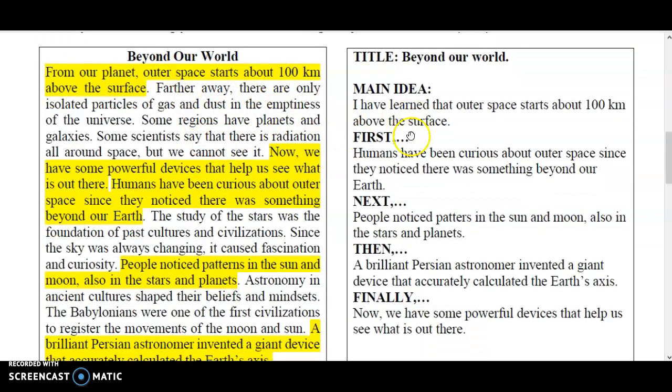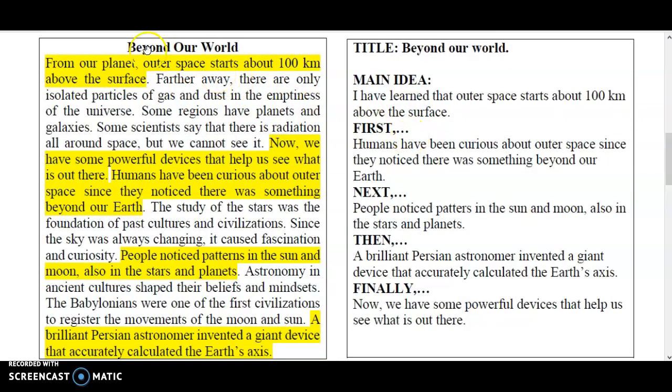Beyond our word. From our planet, outer space starts about 100 kilometers above the surface. Farther away, there are only isolated particles of gas and dust in the emptiness of the universe. Some regions have planets and galaxies. Some scientists say that there is radiation all around space, but we cannot see it.